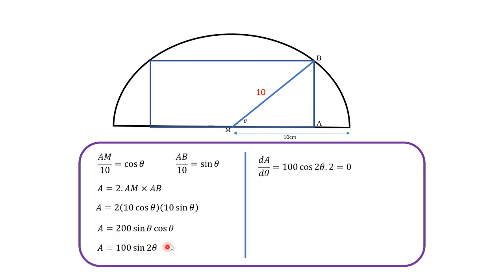Okay, so let's go and we're going to differentiate. So dA/d theta is 100 times the derivative of sine 2 theta, which is cos 2 theta times 2. Hopefully you can do that in your sleep by now. It is equal to 0 because I'm maximizing it. And so therefore I'm going to divide through by 200 and I end up with cos 2 theta equals 0.